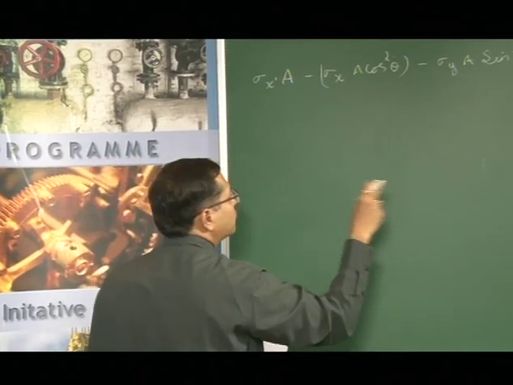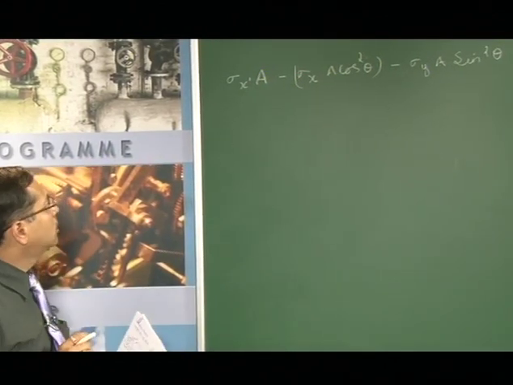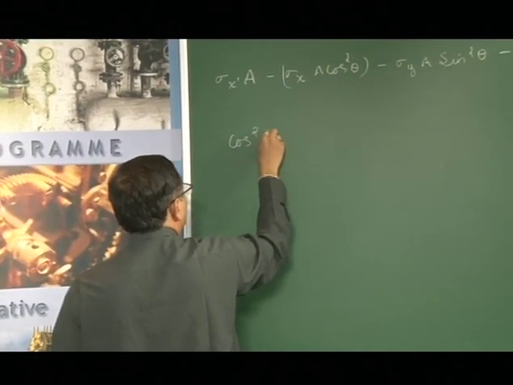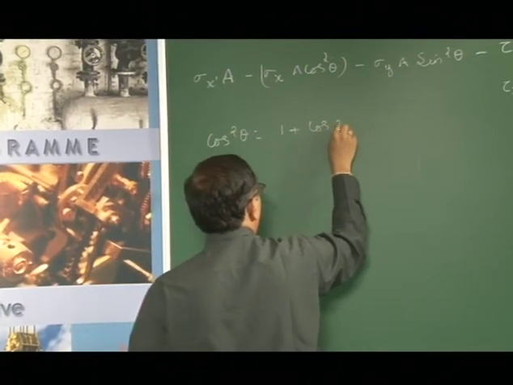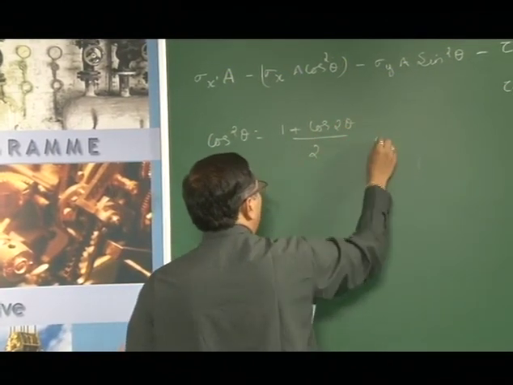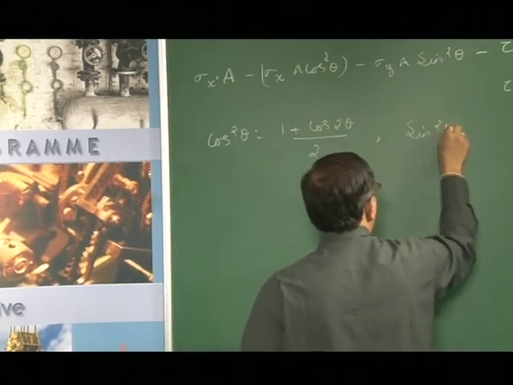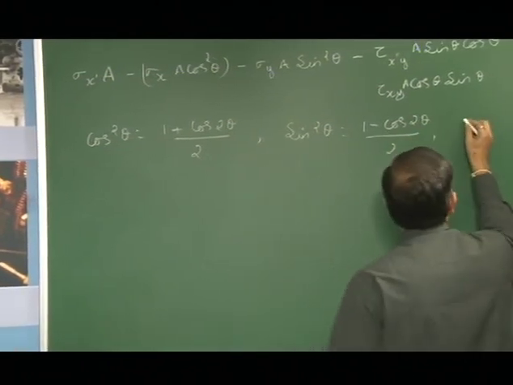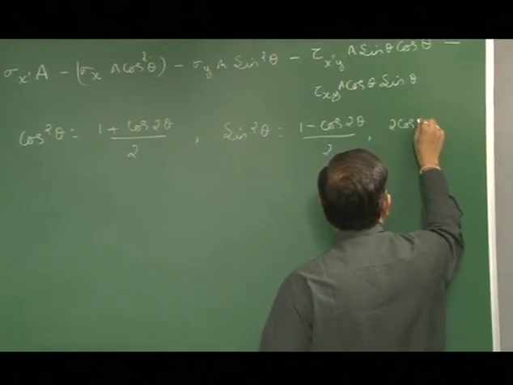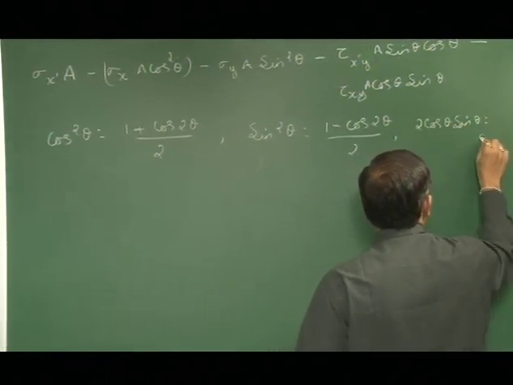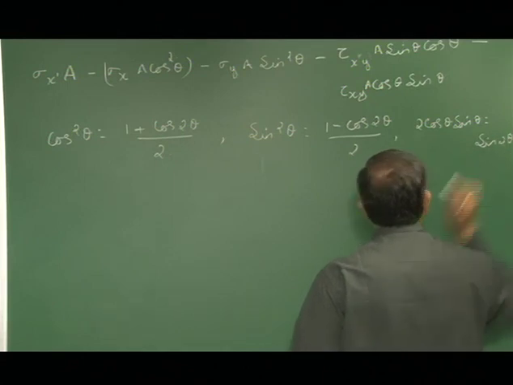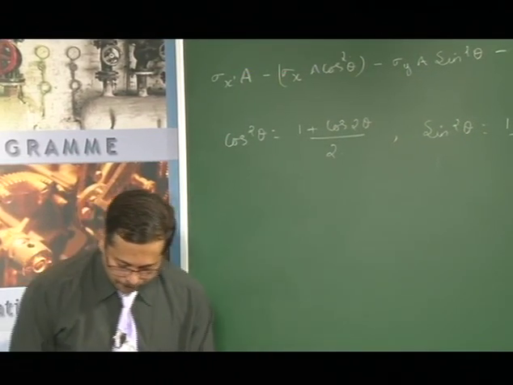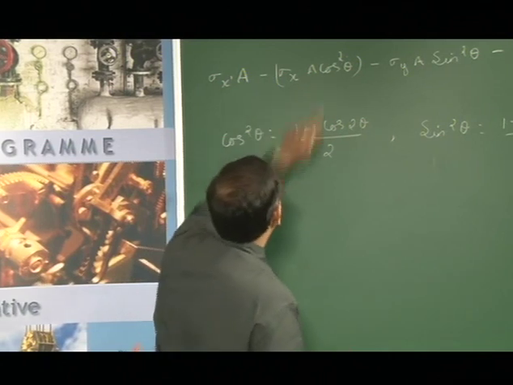So to transform this and get the equation for the normal axis, we know what cos square theta is. I can write cos square theta as 1 plus cos 2 theta by 2, and sin square theta as 1 minus cos 2 theta by 2, as well as 2 cos theta sin theta as sin 2 theta. This is the formula which you will get from trigonometry. So substituting this, we would get this.